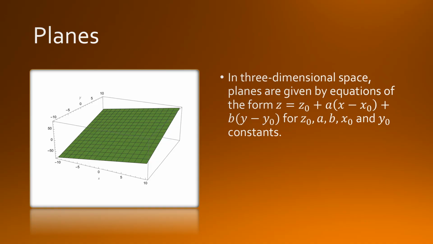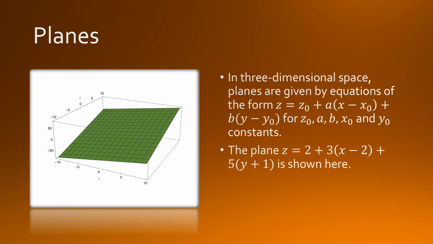So you have z0 plus a times x minus x0 plus b times y minus y0. And here z0, a, b, x0, and y0 are all just constants. In other words, they're just numbers. They aren't changing. And we'll see later in the course what each of these terms actually means, the z0, a, x0, and y0. But for now, we can just see this plane over here that I've graphed.